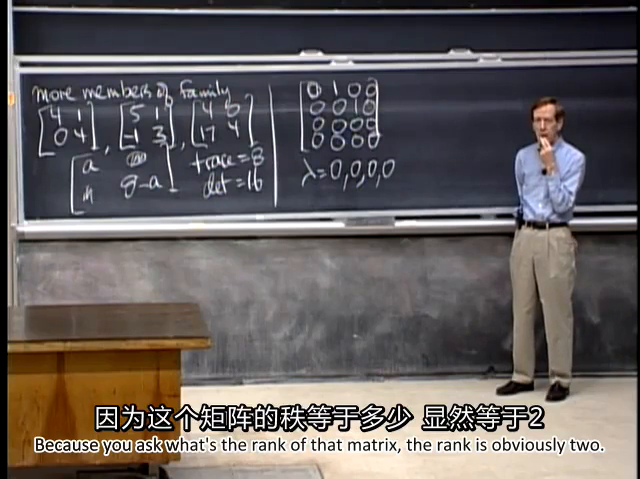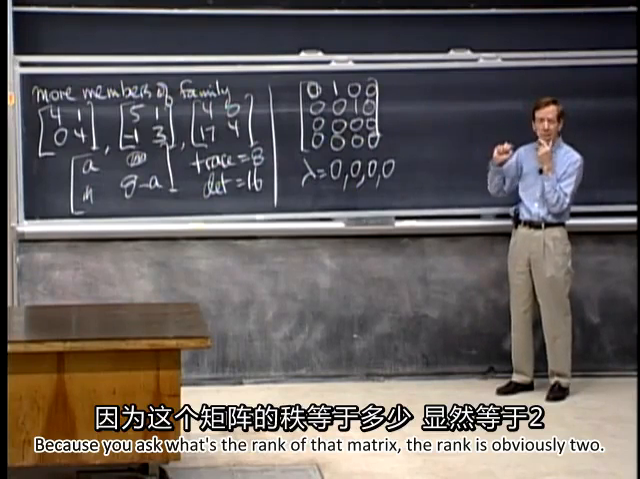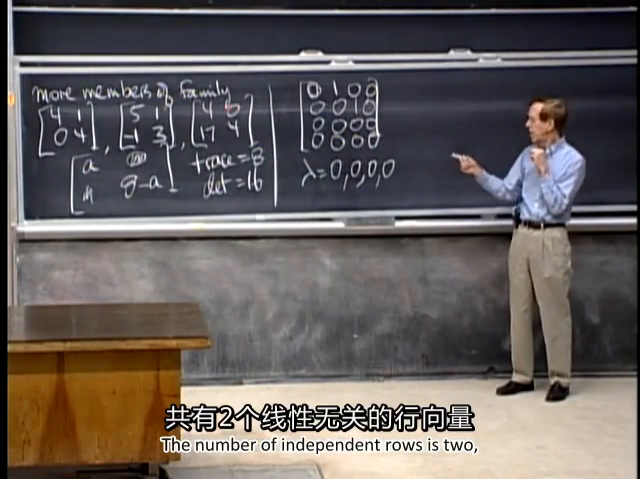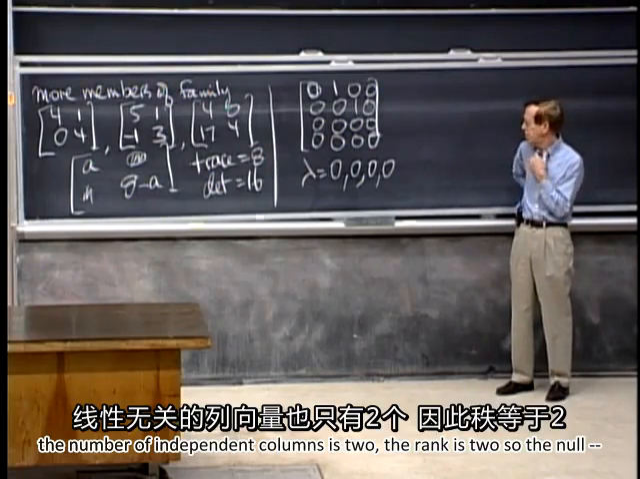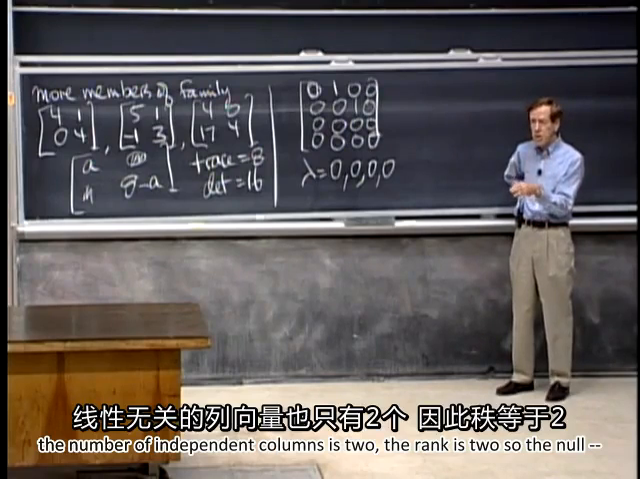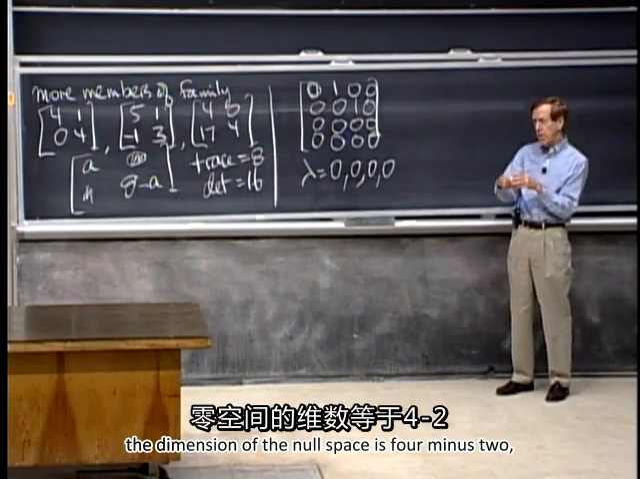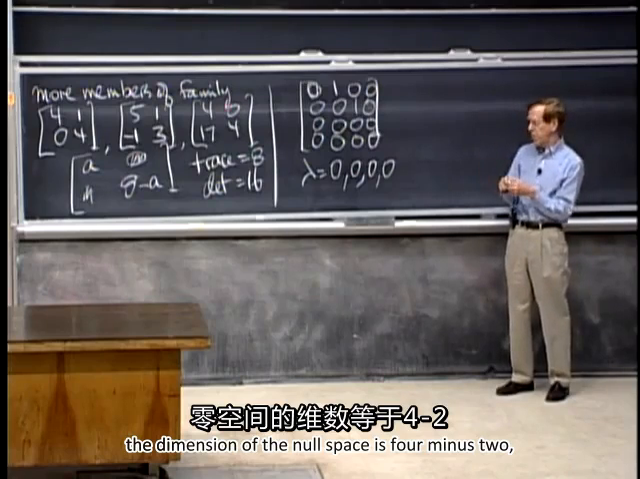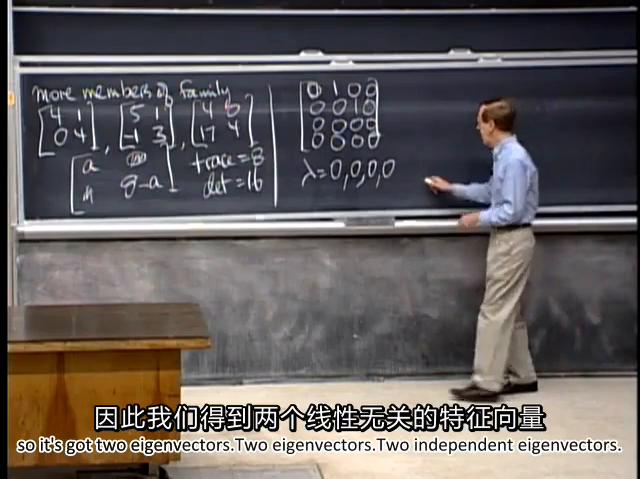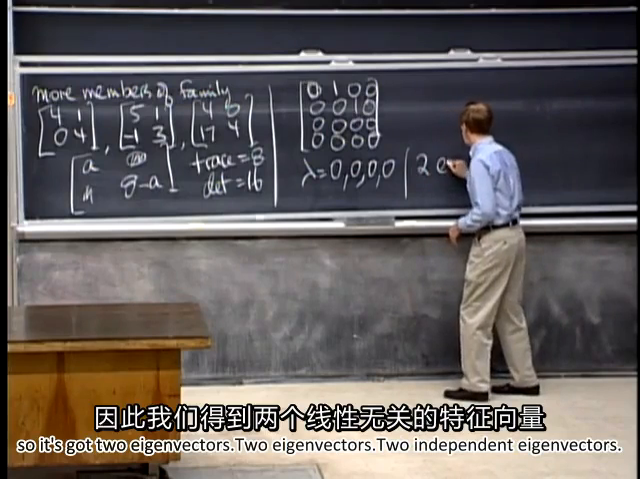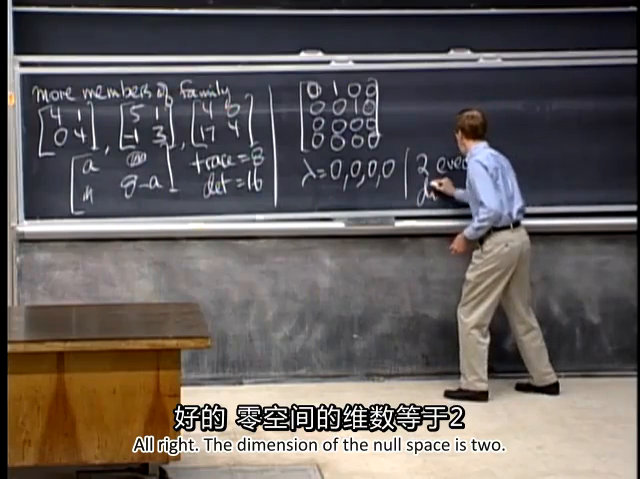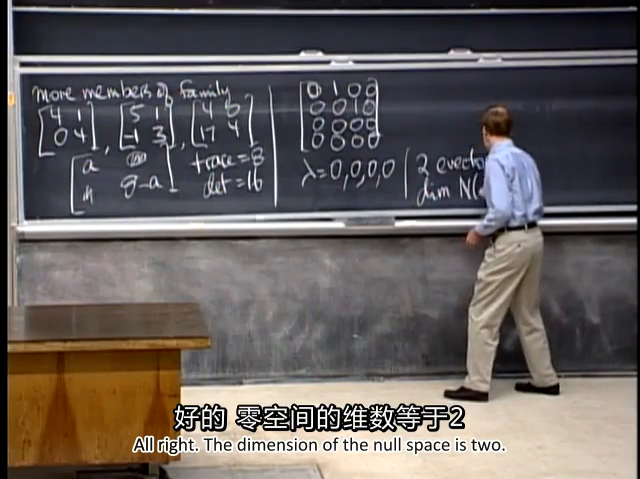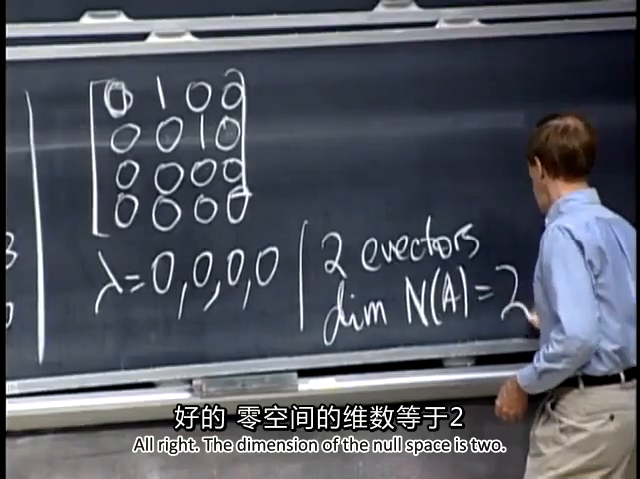Why? Because you ask, what's the rank of that matrix? The rank is obviously 2. The number of independent rows is 2. The number of independent columns is 2. The rank is 2. So the dimension of the null space is 4 minus 2. So it's got 2 eigenvectors, 2 independent eigenvectors. The dimension of the null space is 2.